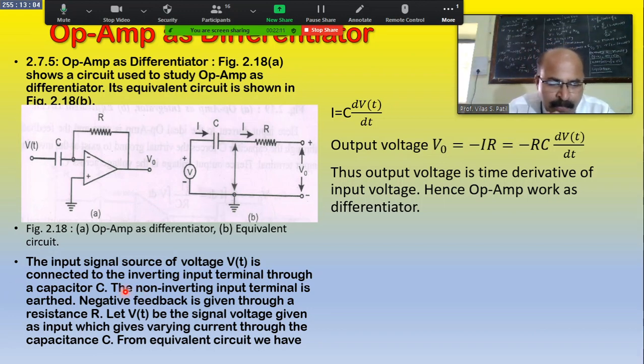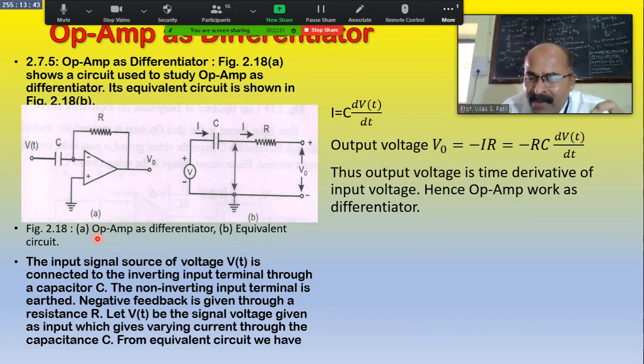See here, the input signal source voltage amplitude is Vt, that is the voltage amplitude at a time instant t. We are measuring the time, and with respect to time we are going to measure the amplitude Vt. Vt is connected to the inverting input terminal through the capacitor. The capacitor is the starting impedance, and the ending impedance is the resistance. Here, the non-inverting input terminal is earthed. If the non-inverting terminal is earthed, the inverting terminal acts as the virtual ground.